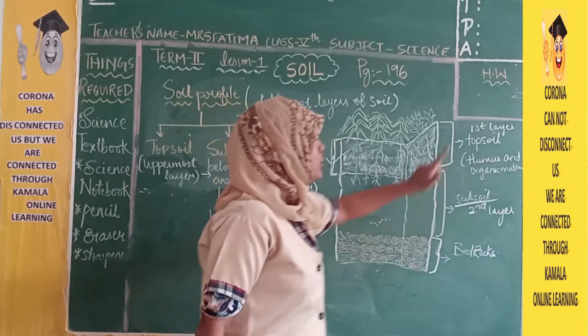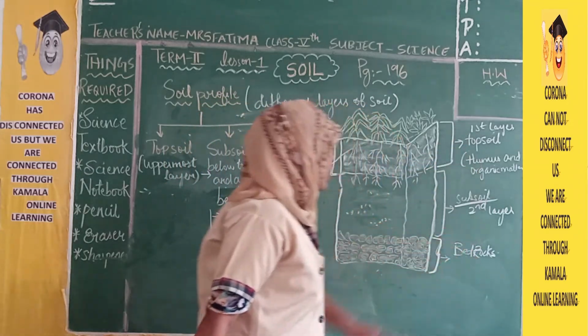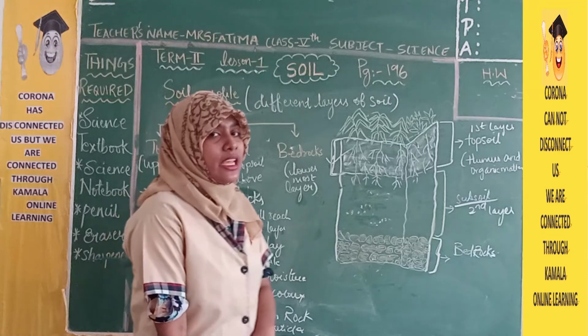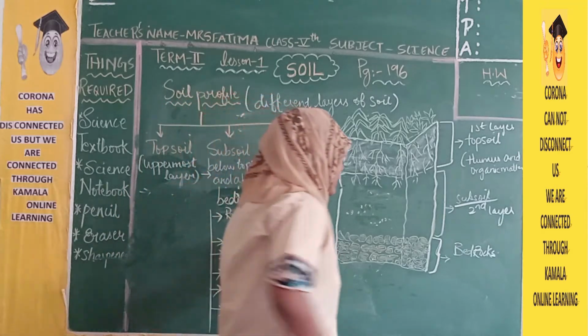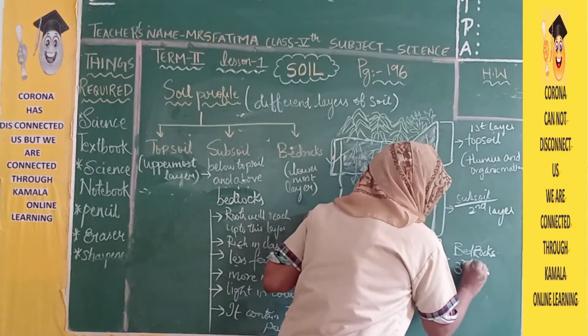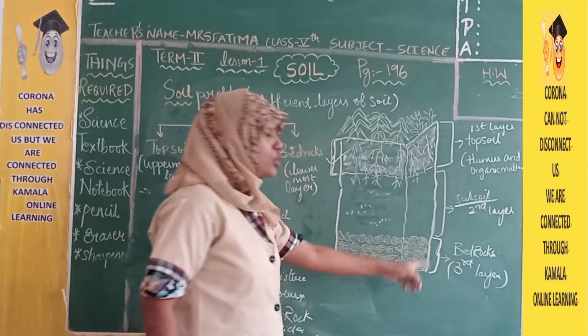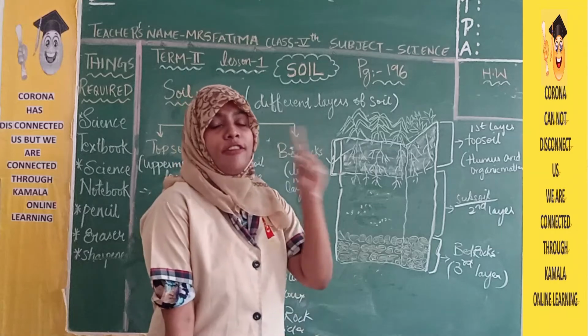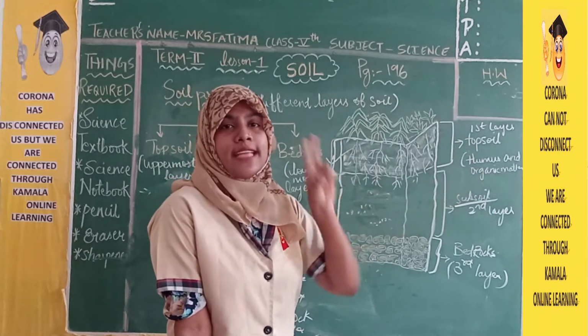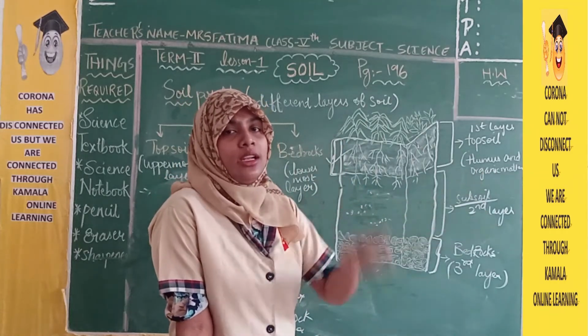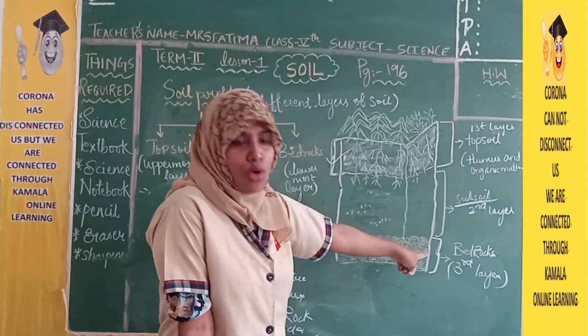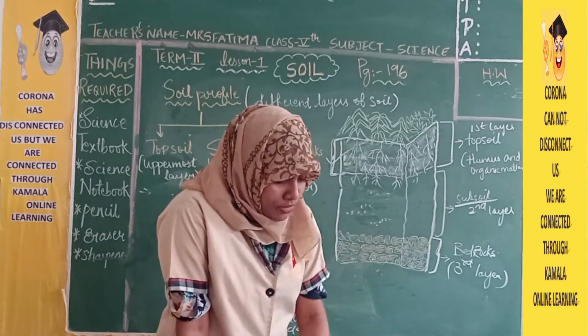So we have completed topsoil and subsoil. Now we are going to see about the third layer. This is your third layer. What is it called? Bedrock. It is known as bedrock. First layer, topsoil. Second layer, subsoil. Third layer is bedrock.